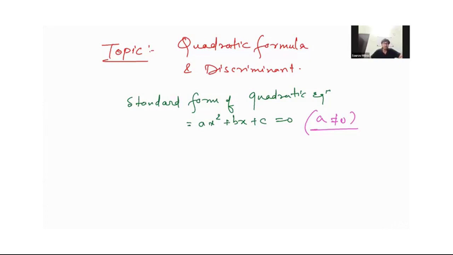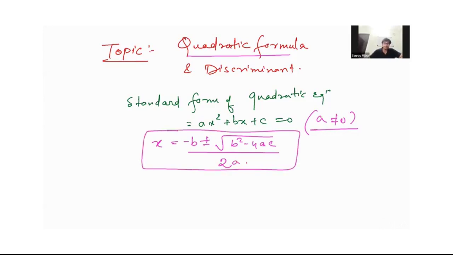Now from here, we will derive the quadratic formula. What is the quadratic formula? You will get x as minus b plus minus under root b square minus 4ac upon 2a. Moreover, this b square minus 4ac is called your discriminant. This is your discriminant D.